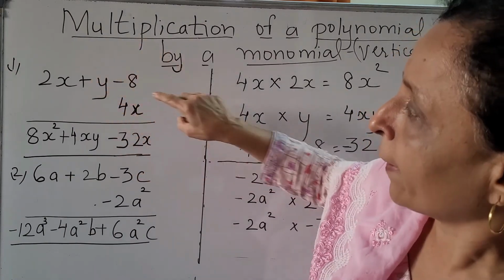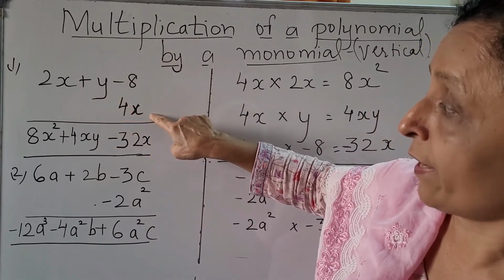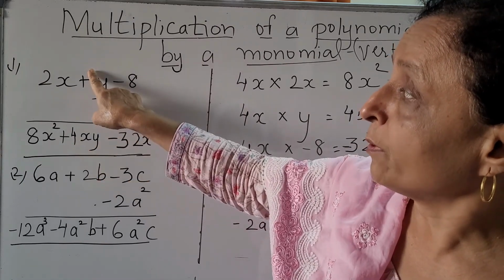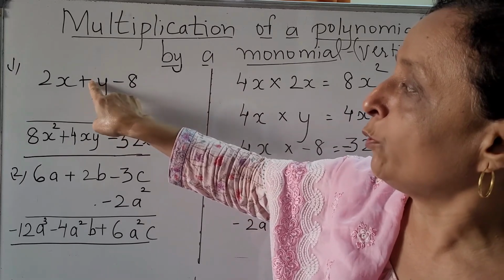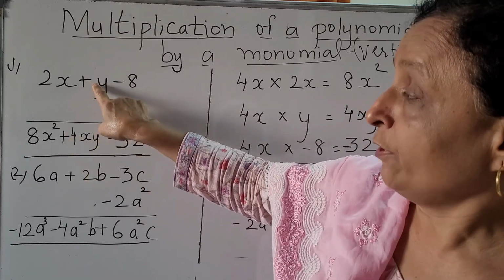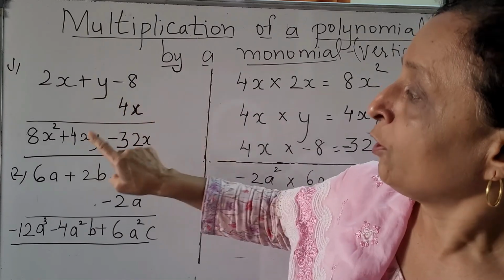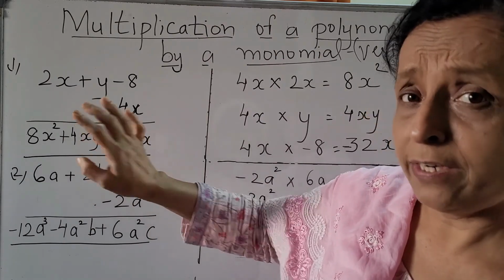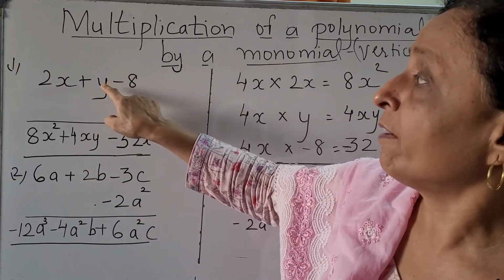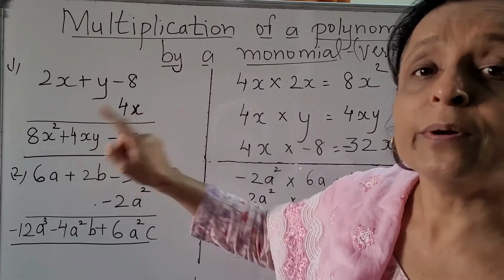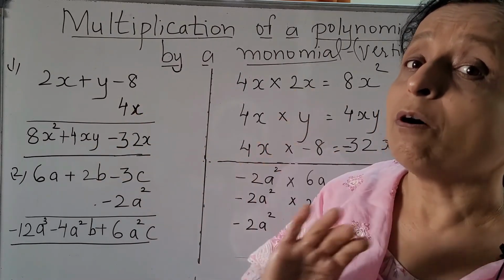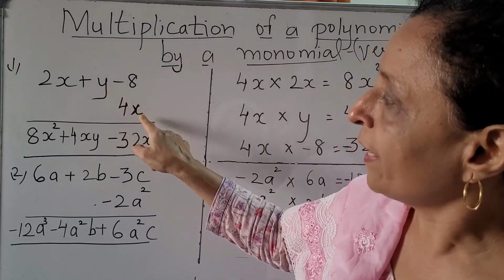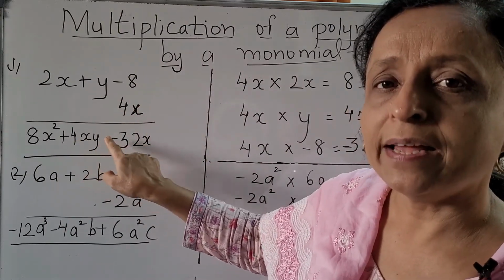Now this plus y into 4x. The numerical coefficient 4 you write as it is, because if nothing is there then it is 1. 4 into 1 it is 4. Now the variables you always write x and y. It is not right to write yx. Whatever is up or down, when you write the answer, the variable always has to be written x and then y. So here y is up, x is down, but while writing you write xy.